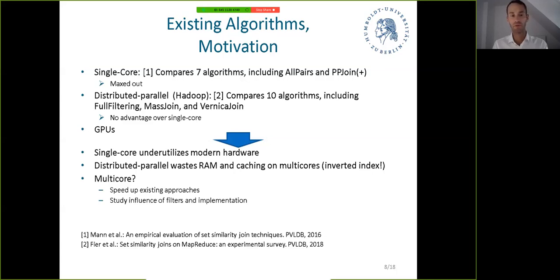How can this be used to speed up the existing approaches, and how do the filters behave?